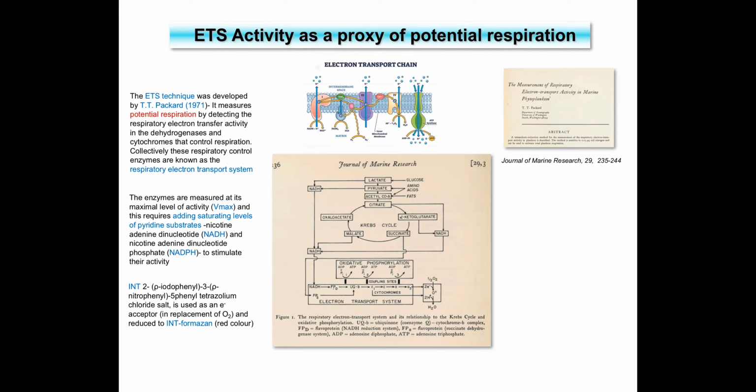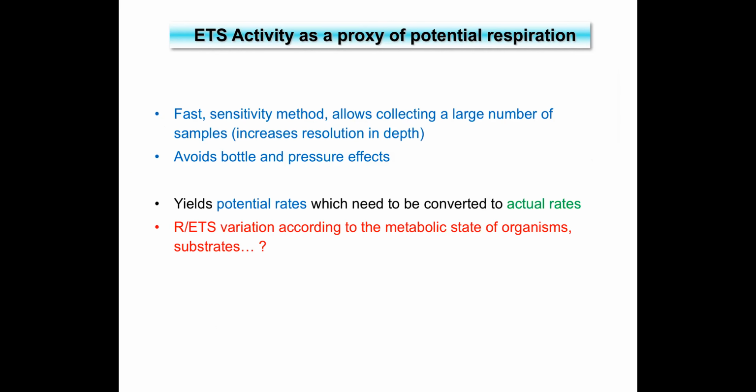And this method basically measures potential respiration, and we need to be very clear on that, because it measures the respiration that would occur under saturating levels of substrates. It's a fast, sensitive method, and it allows collecting a large number of samples. So you can increase your resolution both in horizontal space, looking at variability like mesoscale and frontal variability, but also in depth, down to the deep ocean. And this is quite interesting. You want to look at layers of different respiration rates in the ocean. And it basically avoids potential pressure effects.